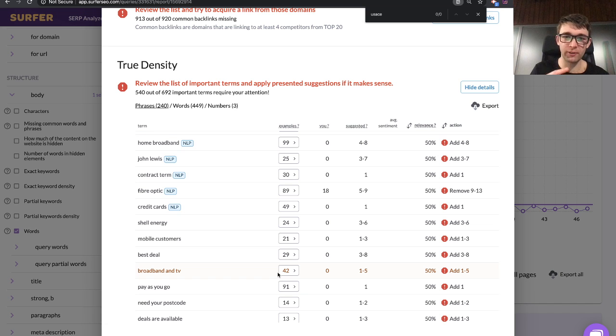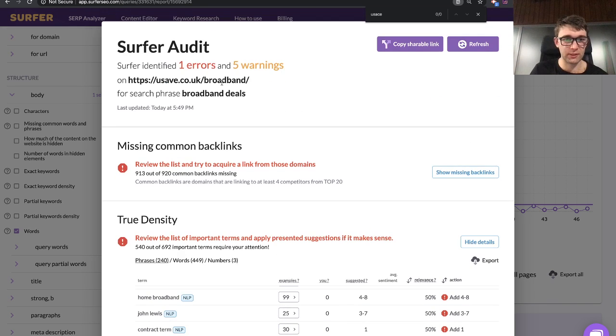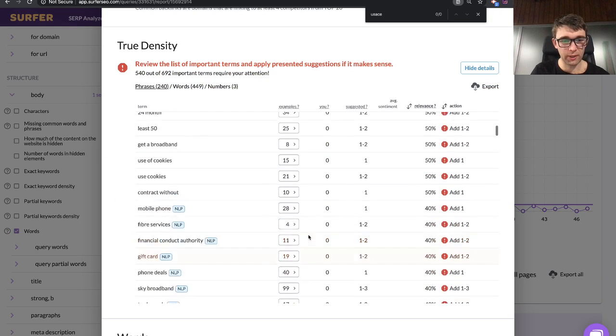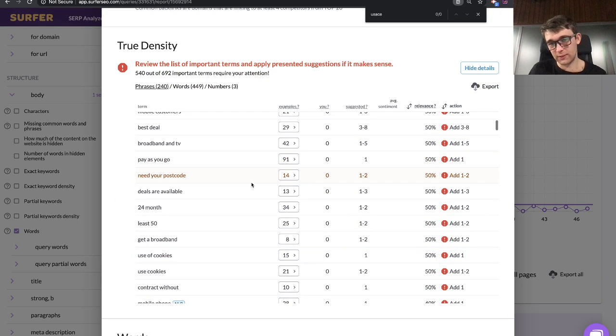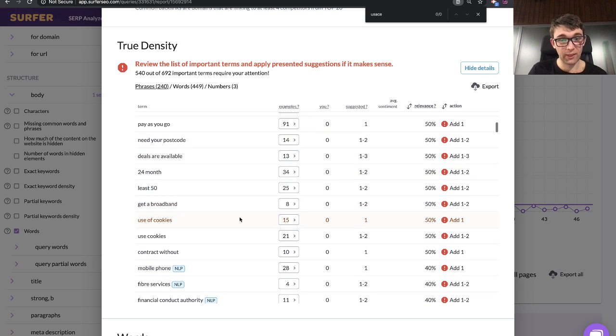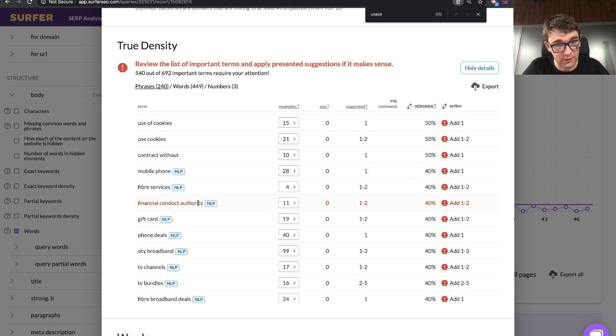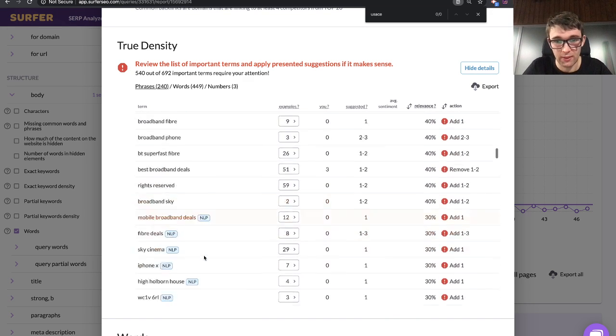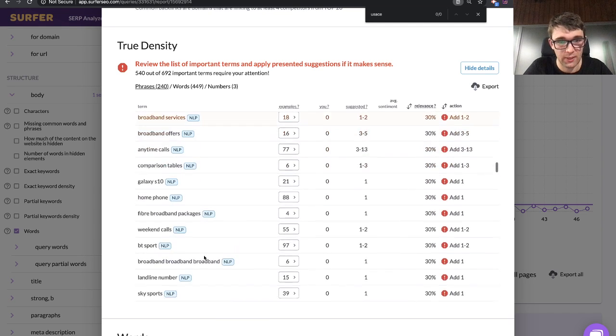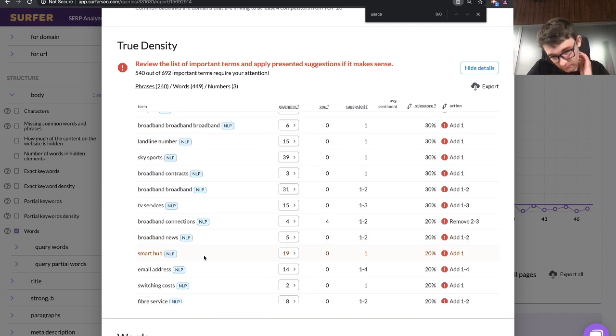So it will help not only with ranking for this specific keyword, which is broadband deals, but for all the others, like maybe pay as you go model is not mentioned at all. Again, 24 months, you are completely missing the time frames on the page, and it really sounds like something that should be mentioned. Again, mobile phone missing, some fiber services missing, a lot of terms missing. As you can see, it's full of zeros. You have a lot of work to do with the content, with trying to include as many of those as possible, and it will give you great results.